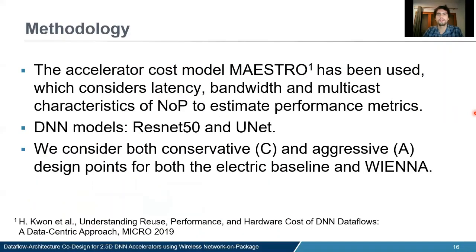So in order to estimate performance metrics, the accelerator cost model Maestro has been used, which considers different Network-on-Package parameters such as the latency, the bandwidth, and the multicast characteristics. The DNN models that have been evaluated have been the ResNet 50 and the UNet. And we consider both conservative and aggressive design points for Vienna and for the electric baseline. Basically, the aggressive design point has a higher bandwidth than the conservative design point.